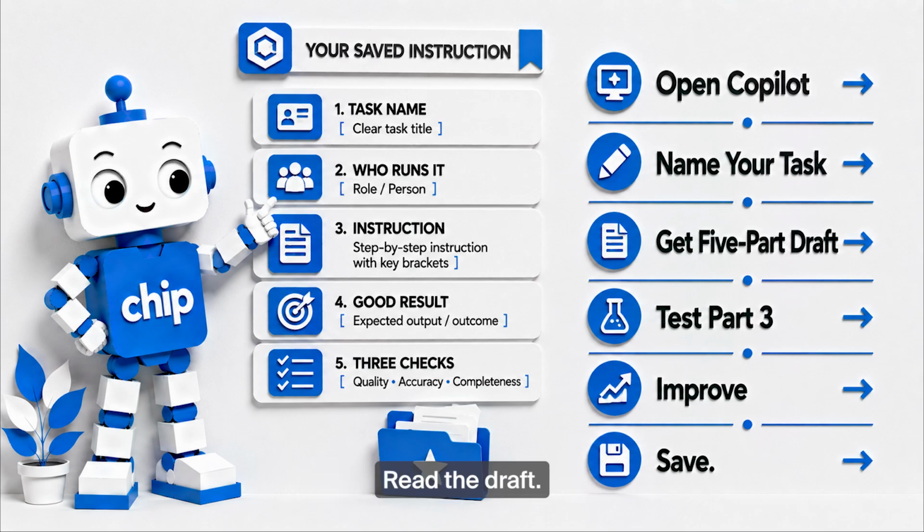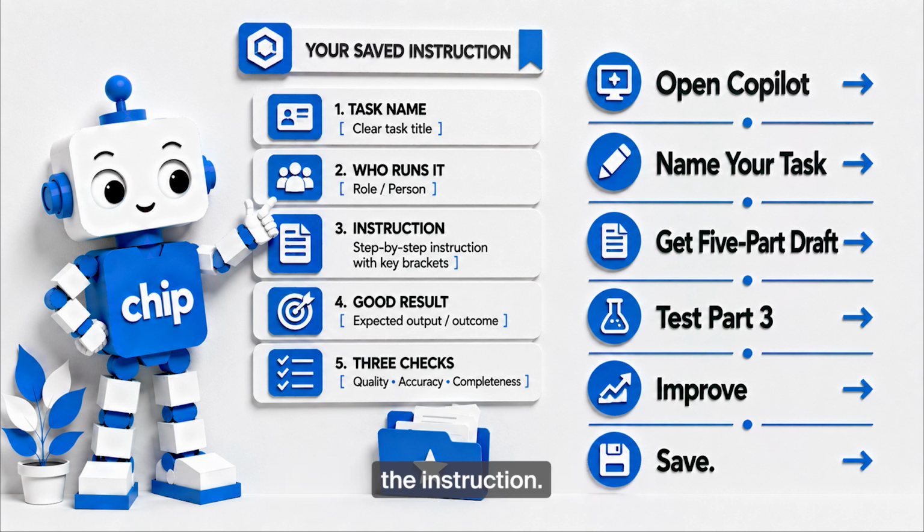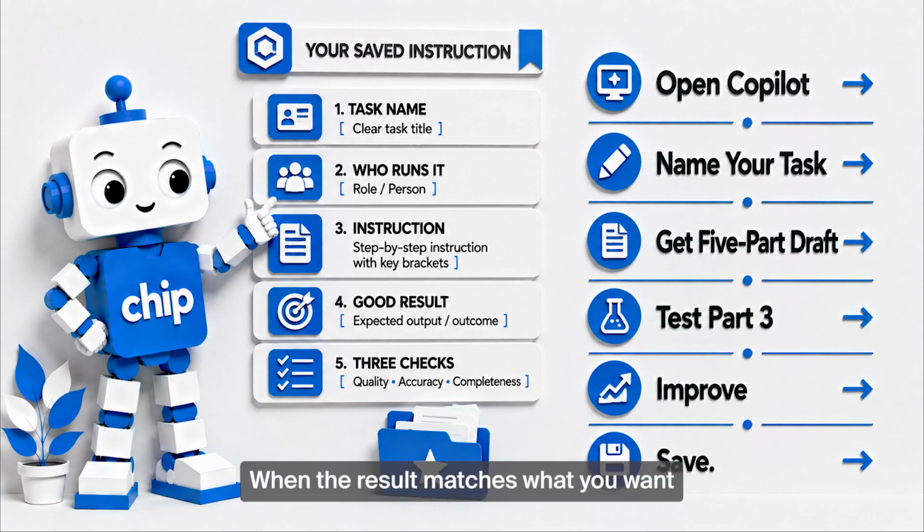Read the draft. Part 3 is the most important, the instruction. Test it in Copilot once. If the result does not match what you expected, improve the instruction. Add more detail. Be more specific. Run it again. When the result matches what you want every time, your file is ready.